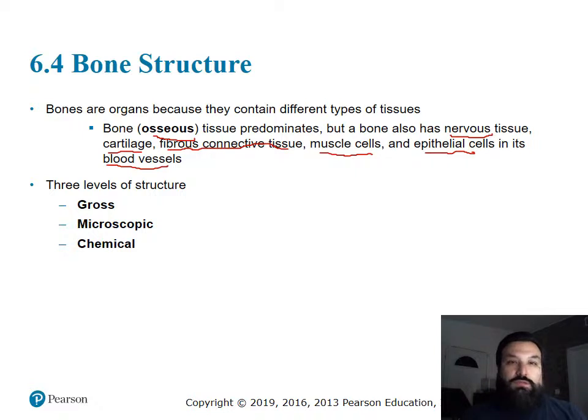So again, it's an organ because it has all of that. Okay. So what we're going to look at here so far is the structure, how we name them, and how cartilage is formed. And now what we're going to look at is tissue itself. We're going to look at the gross aspect, the microscopic aspect, and the chemical aspect, just looking at some chemicals that actually make up bone.